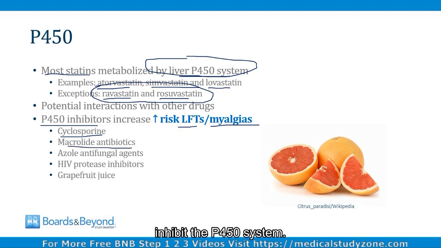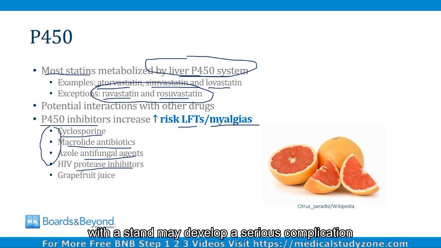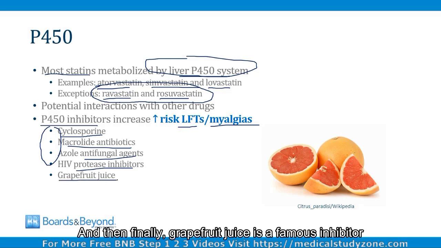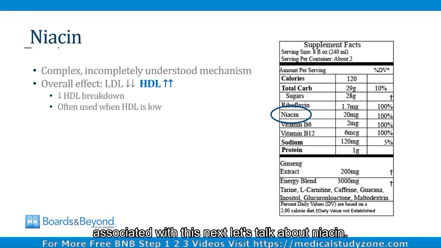Macrolide antibiotics inhibit the P450 system, so do azole antifungal agents, and so do HIV protease inhibitors. So patients who take any of these drugs together with a statin may develop a serious complication like liver failure or rhabdomyolysis. And then finally, grapefruit juice is a famous inhibitor of the P450 enzyme system. So if you have a patient on a statin who drinks lots of grapefruit juice, they can potentially develop statin problems associated with this. Next, let's talk about niacin.